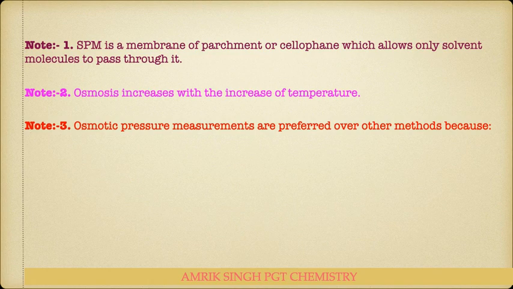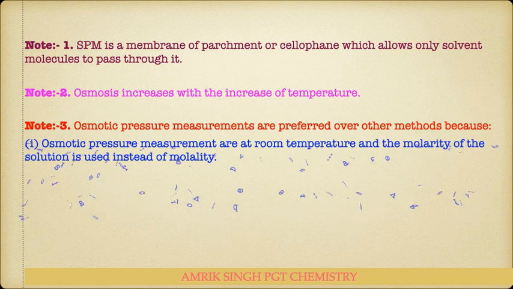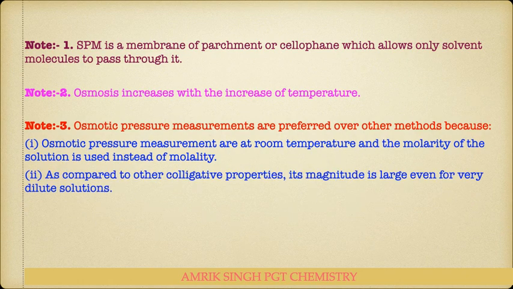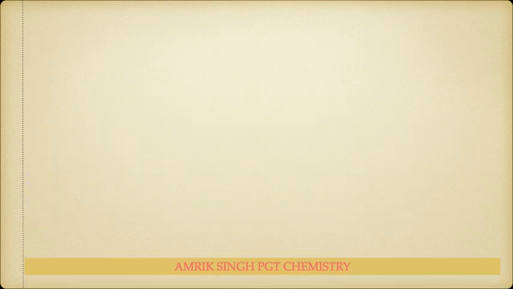This is a very important question. Number one, osmotic pressure measurements are done at room temperature and the molarity of solution is used instead of molality. Number two, as compared to other colligative properties, the magnitude is large even for very dilute solutions. And number three, it is useful for determination of molar mass of biomolecules as they are generally not stable at higher temperature and polymers have poor solubility. These are three reasons due to which osmotic pressure measurements are preferred over other methods.